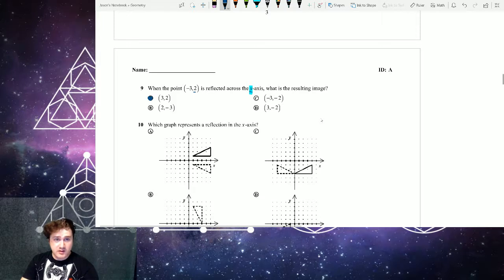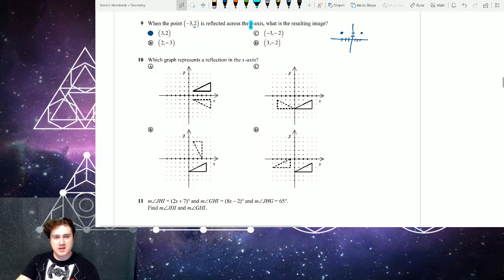Now, if you can't remember that, you can always graph it. So a quick graph. Alright, negative 3, positive 2. Alright, this is our y-axis. It was left 3, we go right 3. And notice we got 3, 2. Same thing.